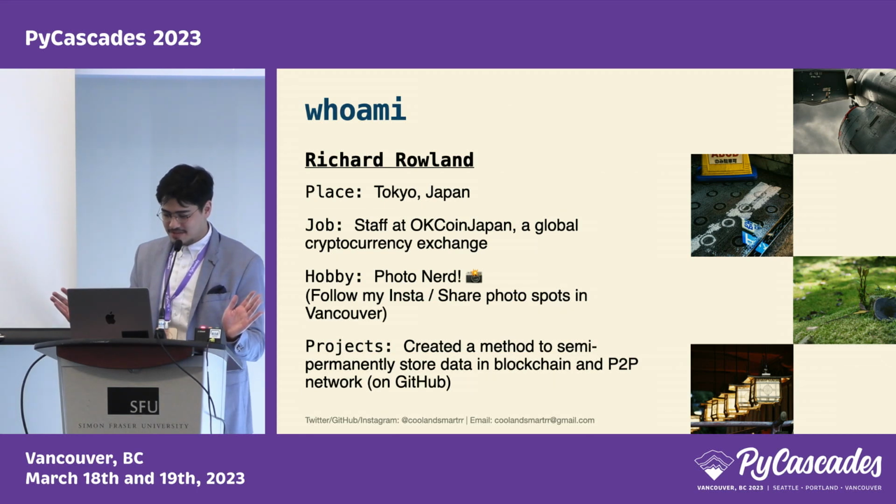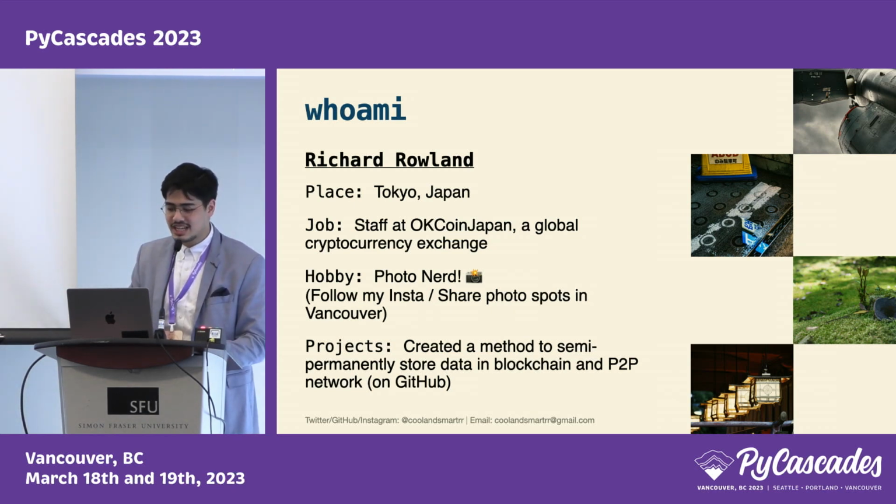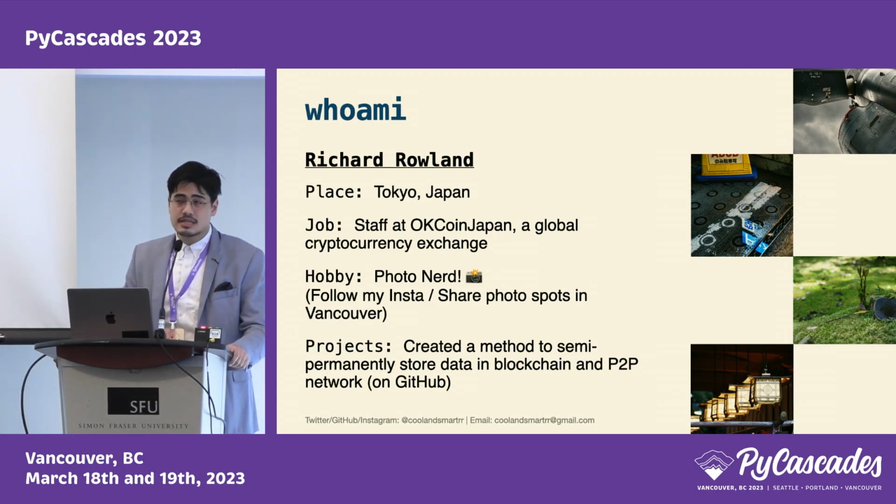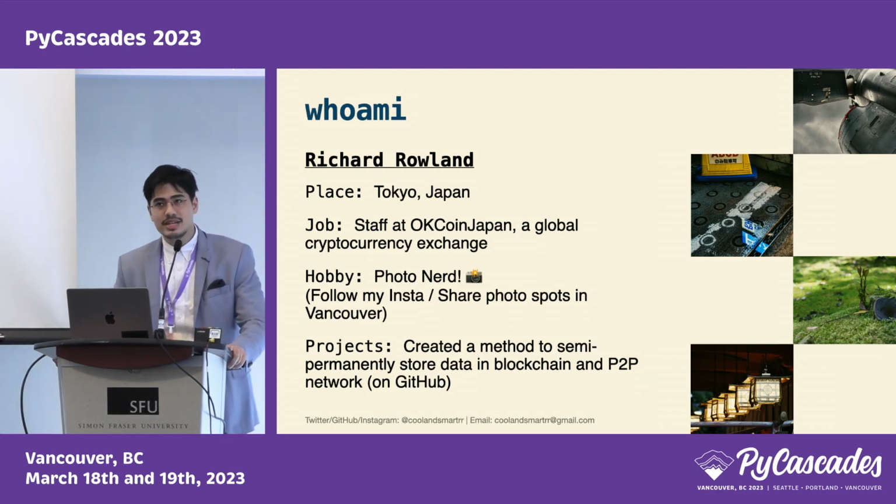So, icebreaker, because it's a little chilly in Vancouver. I come from Tokyo, Japan. I'm a little jet-lagged. I work at OKCoin Japan, a global cryptocurrency exchange. Hobby, I like taking photos. Back in college, I created a method to semi-permanently store data in a blockchain, a P2P network on GitHub. I implemented that using Python, and that was when I started getting interested in how Python really works under the hood.